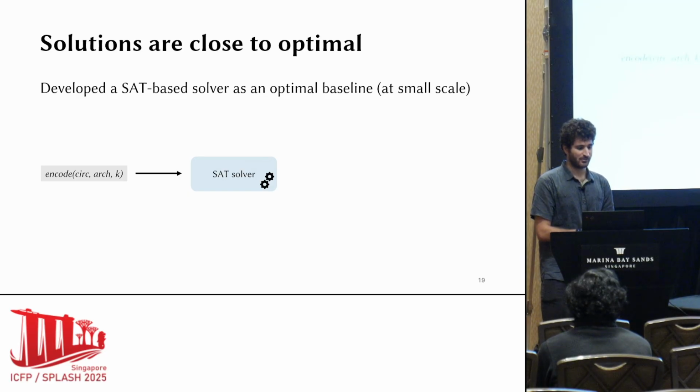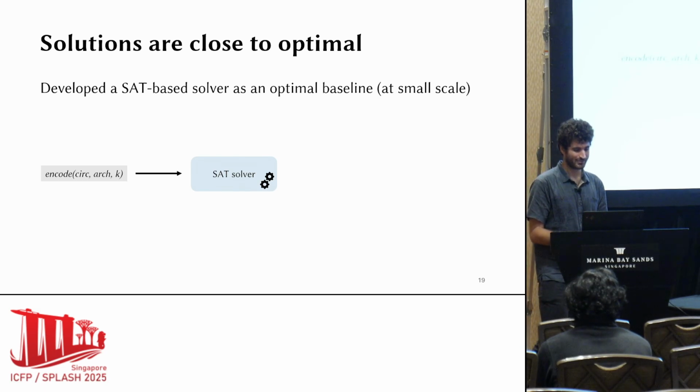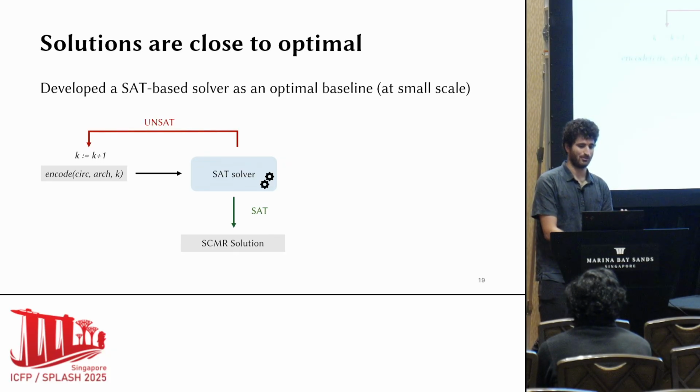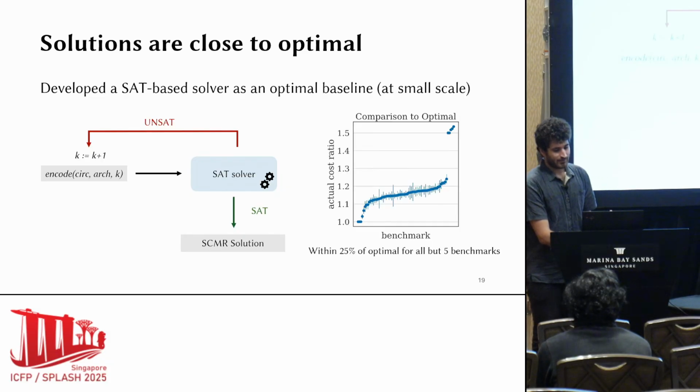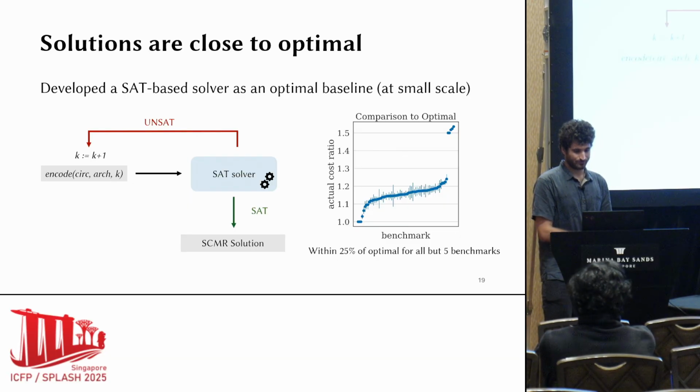And a final experimental result is that we developed this SAT-based optimal baseline. So this solution does not scale at all. It only works for very small circuits where we encode basically the existence of a solution with k time steps into a SAT instance. And then if we find one, we turn it into a solution. And if not, we increment k. So in this way, we find an optimal solution. And what we find is that for almost all of our benchmarks, again, the ones where the SAT-based solution actually terminated, we're able to find solutions that are very close to optimal. They're just these 5 cases at the top where we're far away.